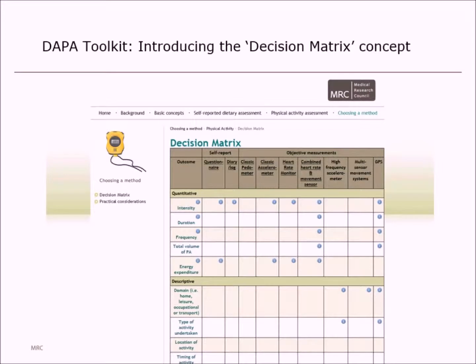This is a very crude decision matrix. So if you were to hover on these eyes here, it would give you some lovely advice as to the usefulness of combined heart rate and movement sensor in these particular circumstances. So it's basically just a summary instrument of how to pick the right method for the right sort of study. But it's certainly looking very dated now.